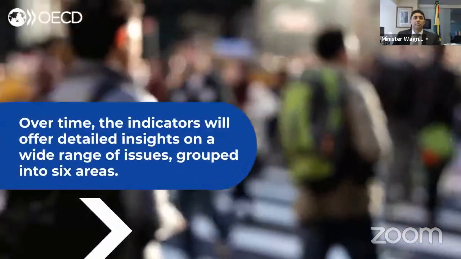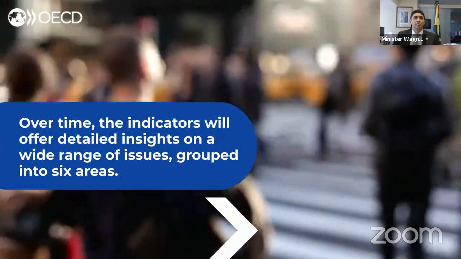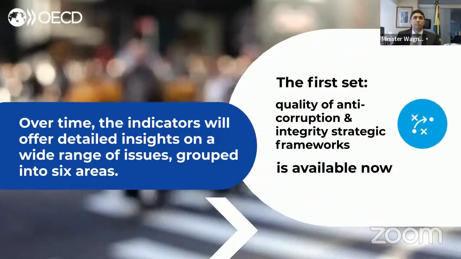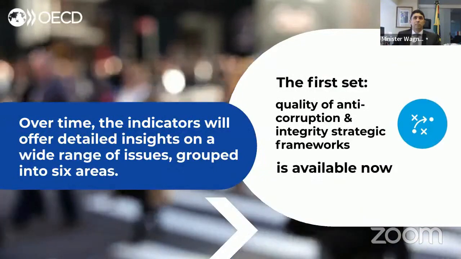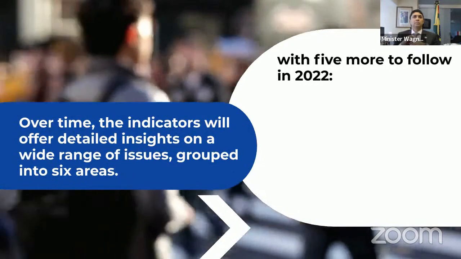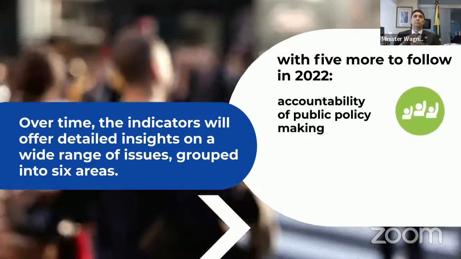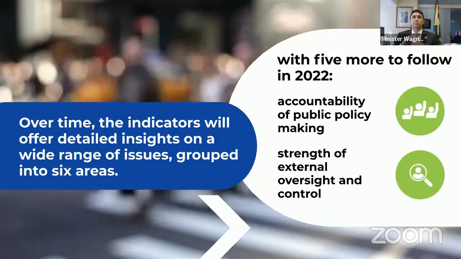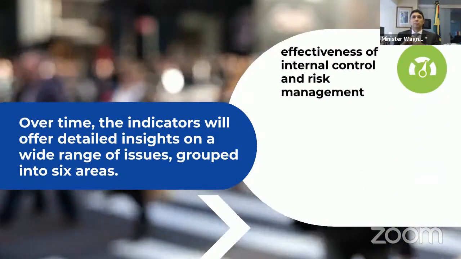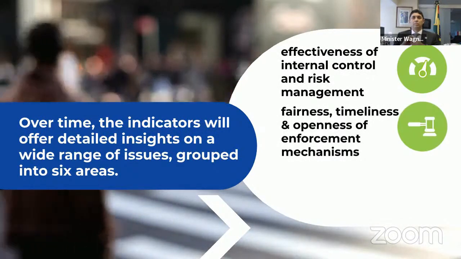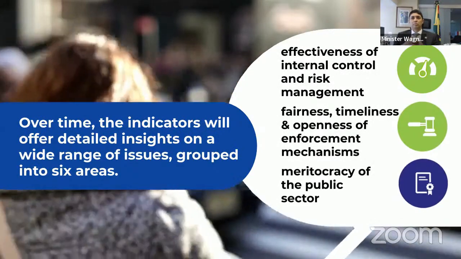Over time, the indicators will offer detailed insights on a wide range of issues, grouped into 6 areas. The first set, on the quality of anti-corruption and integrity strategic framework, is available now, with 5 more to follow in 2022. Accountability of public policymaking, strength of external oversight and control, effectiveness of internal control and risk management, fairness, timeliness and openness of enforcement mechanisms, and meritocracy of the public sector.